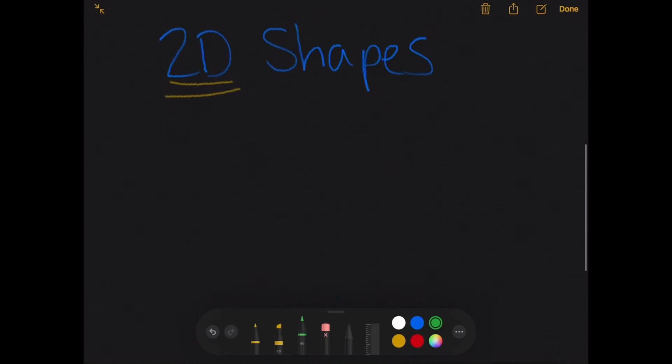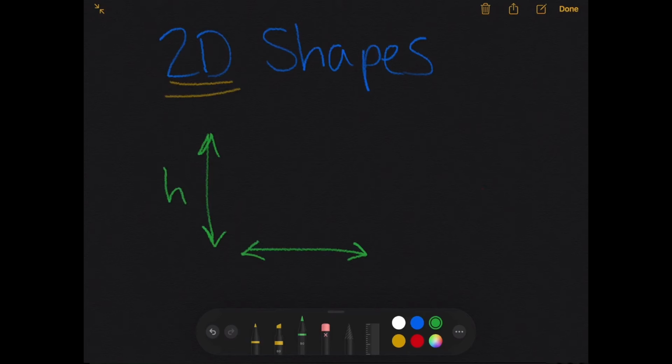Now, before I can get into showing you any 2D shapes, and you'll know lots of them already, we need to first understand what the D stands for. What is 2D? Because you might have also heard of 3D. Well, D stands for dimensional. Now, these are 2 dimensions.